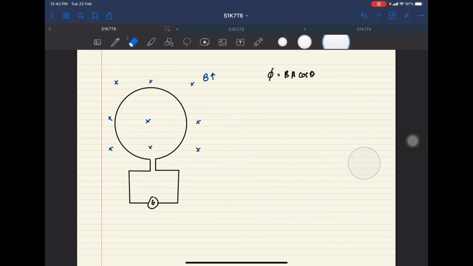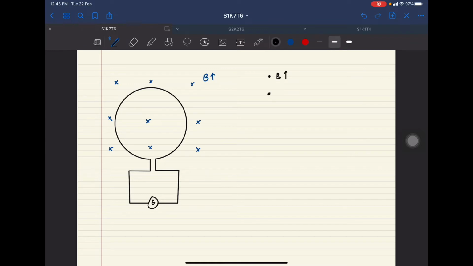So what will happen if there's an increase in magnetic field? Then we induce a magnetic field as well. The induced magnetic field tries to oppose the change according to Lenz's law, right? So try to write down what will happen. Initially the magnetic field increases.